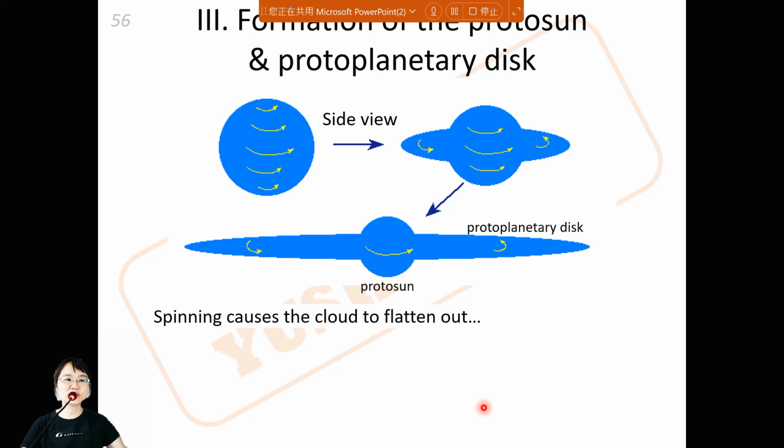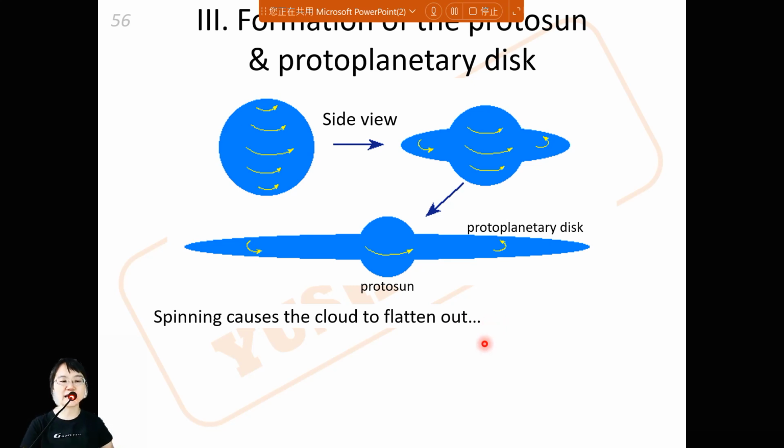Then the third stage is the formation of the proto-sun and protoplanetary disk. This is the side view of the presolar nebula. As it starts to spin, at some point it will start to flatten, and then it will develop the protoplanetary disk. Spinning will cause the cloud to flatten out.